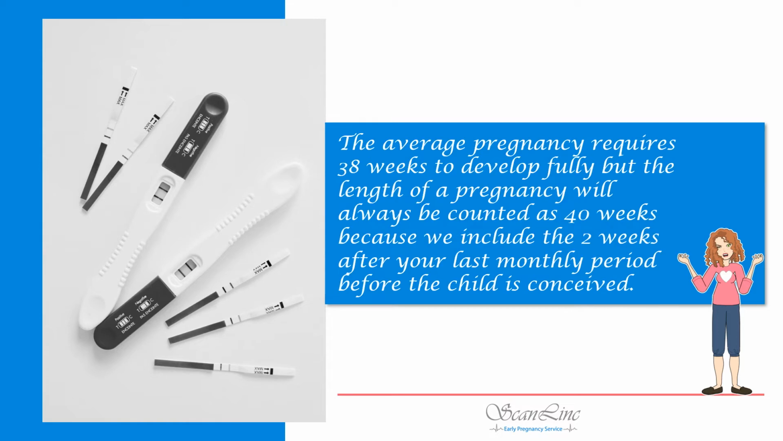The average pregnancy requires 38 weeks to develop fully, but the length of a pregnancy will always be counted as 40 weeks because we include the 2 weeks after your last monthly period before you actually even fall pregnant. It can be a little confusing, so let's look at how it all works.